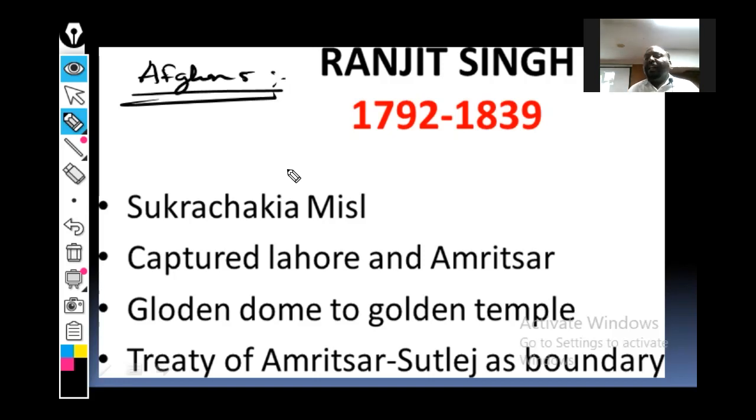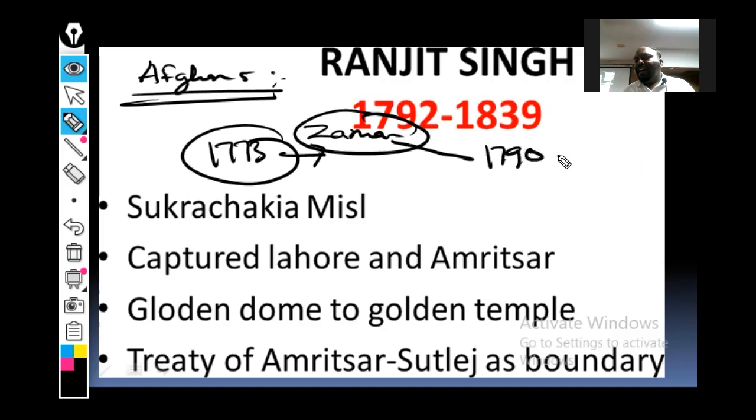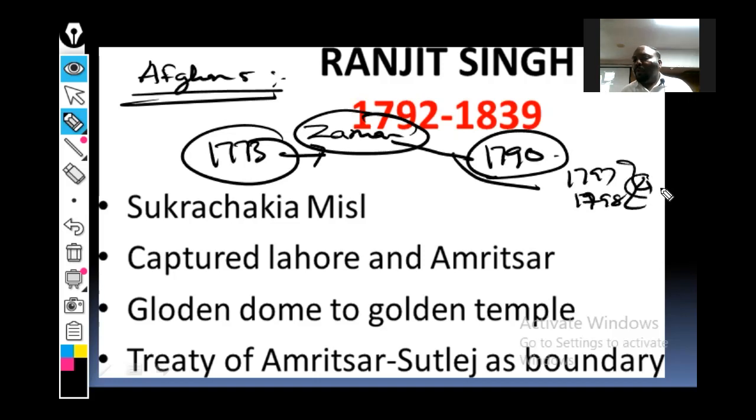So Abdali dies in 1773. When Abdali dies in 1773, his reins were taken over by his successor, who? Taimur Shah, and then Zaman Shah Durrani. When Zaman Shah Durrani takes over, he comes in battle in 1790. Yes or no? He gets defeated. Again, he comes 4 times in 1797 and 1798. He comes 4 times. All the 4 times he was defeated by Ranjit Singh.